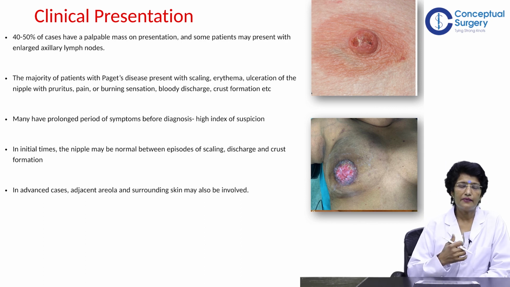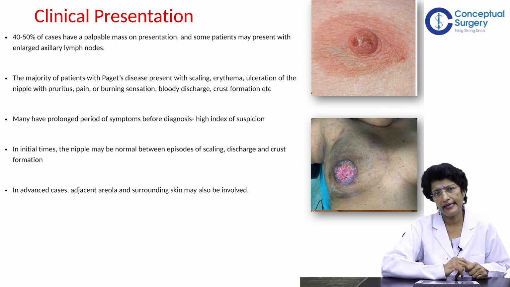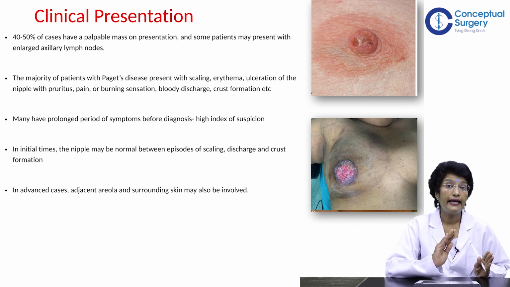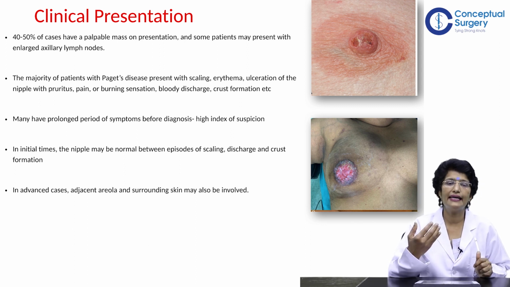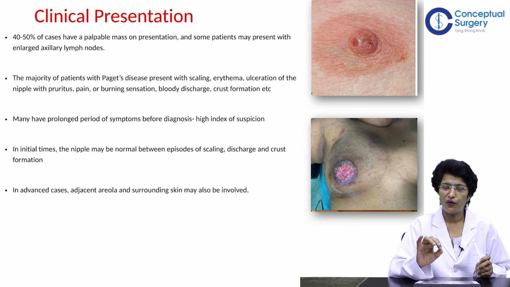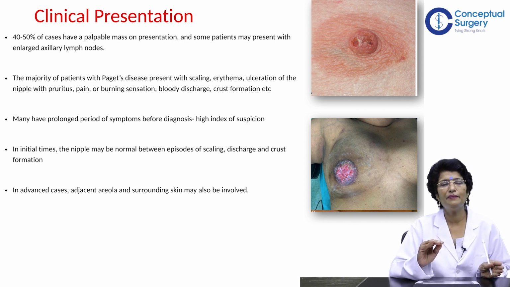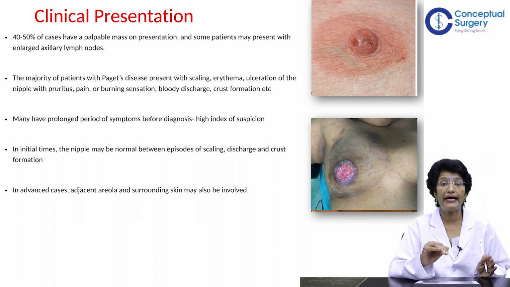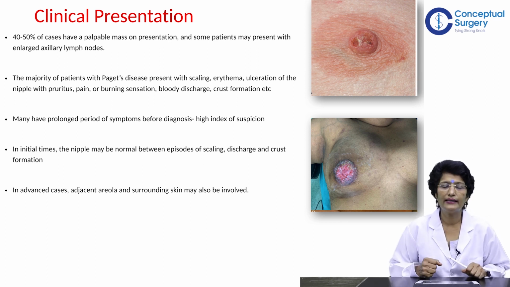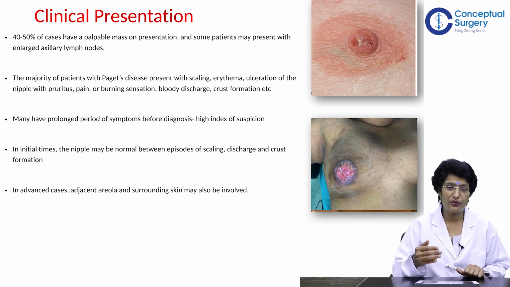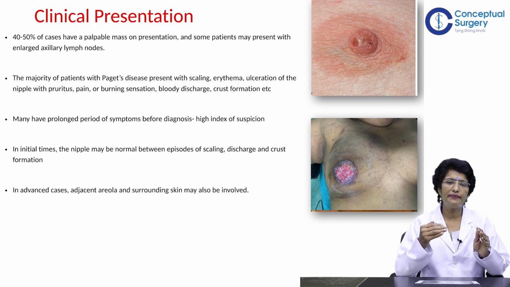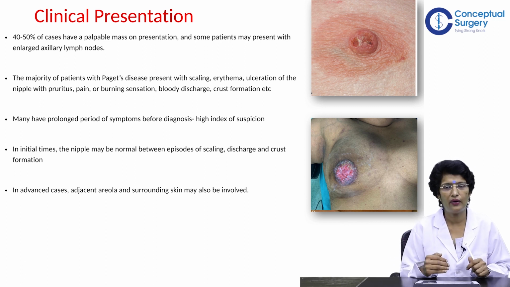So what is the clinical presentation? I always think that one must lend your ears completely to the patient when she is relating the history. In 40 to 50% of cases, there will be a palpable mass at presentation. That is the easier bit. And some patients may even present with an enlarged axillary node. So we don't want to catch them at that point. We want to catch them when things are just beginning to happen.